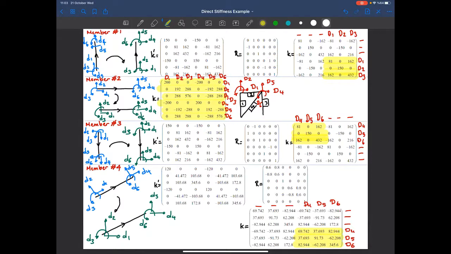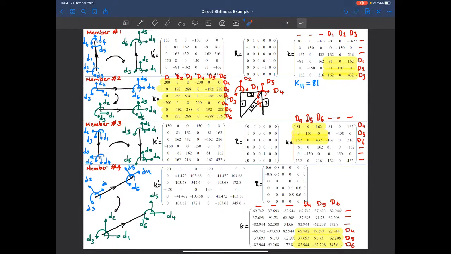Okay. Now, how do we do the assembly? So let me just write it here. So I'm trying to calculate global K11. That's equal to... So I'm giving a unit displacement in the D1 direction. How much resistance will I get from the first member? That will be 81. So we got 81 coming from the first member.